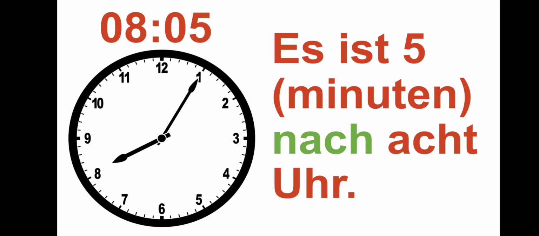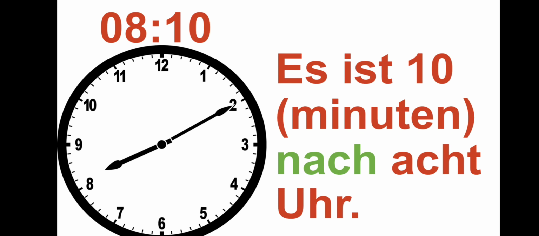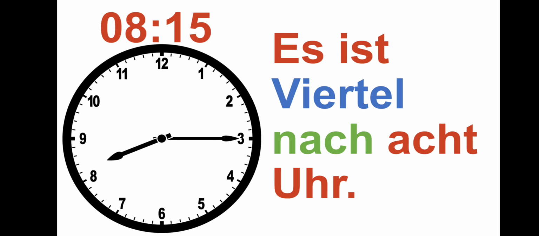And what do you call 10 minutes? 8:10 is called Es ist 10 Minuten nach 8 Uhr, or you can say Es ist 10 nach 8 Uhr. Minuten is optional. And 3 is 8:15. I told you that 9 and 3 are named Viertel. So you will say es ist Viertel nach 8 Uhr. So firstly we say the number or the gap on the clock, that is for the 5 it is 5 minutes, for 10 it's 10 minutes and 3 is called Viertel. So you will say Viertel nach 8 Uhr.